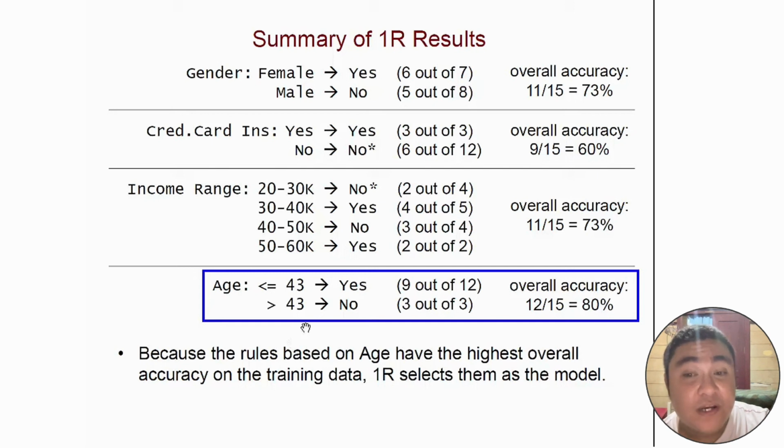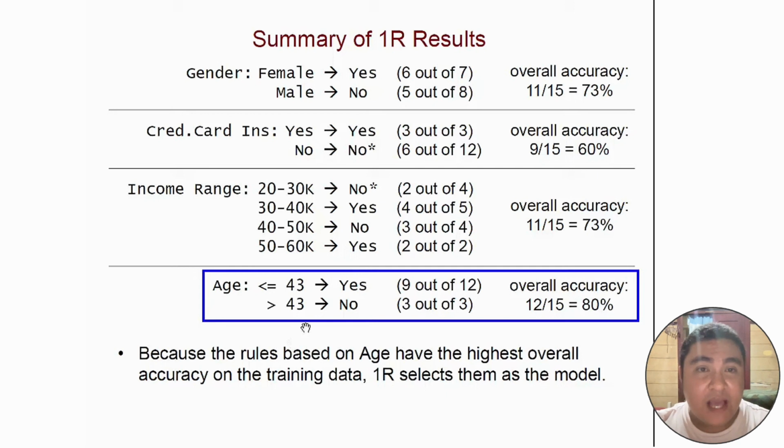Okay, so for the summary of results, you have here 4 rules generated from the training sets. You have a rule that uses gender as the basis. You also have the credit card insurance. You have the income range, and the last one is the age. Because the rules based on age have the highest overall accuracy on the training set, 1R then selects this as the model. Okay? It's the preferred model.